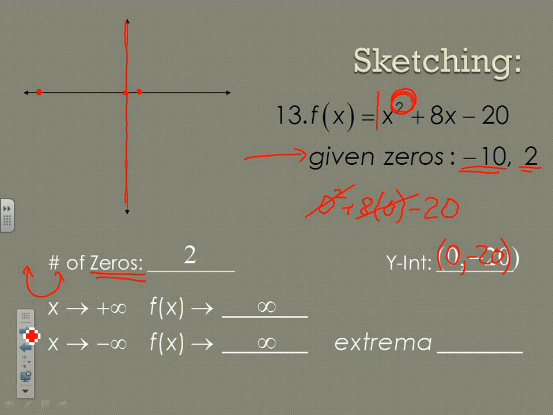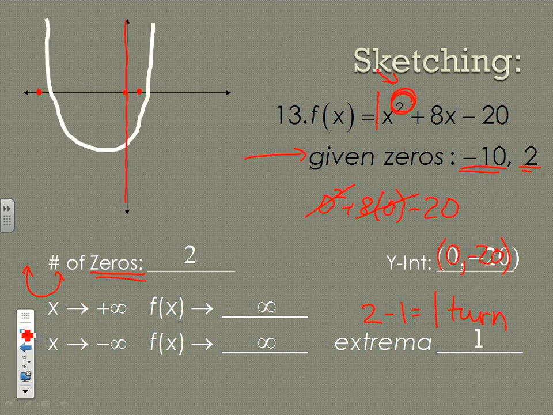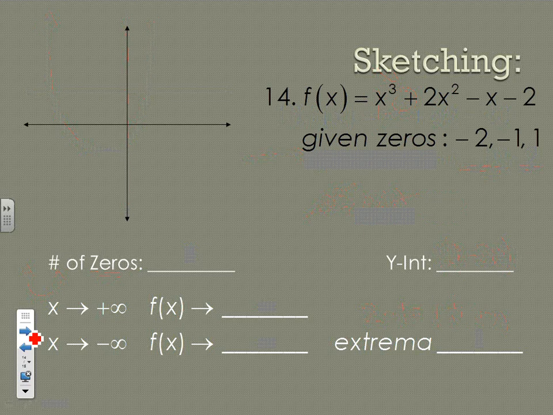All right. So now I've got to talk about my extrema. Well, extrema, remember, my degree, which is 2, minus 1 leaves me with just 1 turn, or 1 extrema. So my graph is going to look something kind of like that. I know this is ugly, ugly, ugly. We don't even have any numbers. But that's what sketching's all about. It's not exact. It's just so that you can get the general idea.